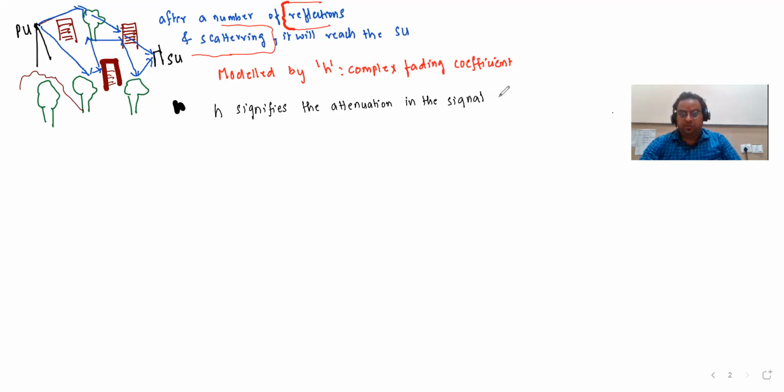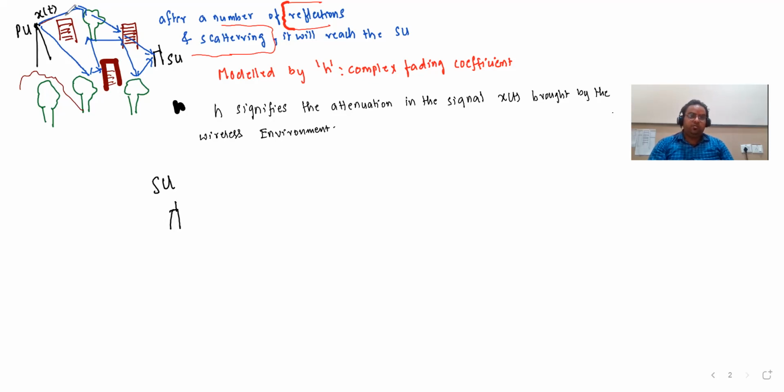that was basically x of t, the attenuation that was brought by the wireless environment. Now, we have the secondary user, some mobile station with a mobile antenna, and there were various signal copies. This particular signal x of t was transmitted from here, and there were several reflected copies. The same signal reached the secondary user through different attenuated paths.